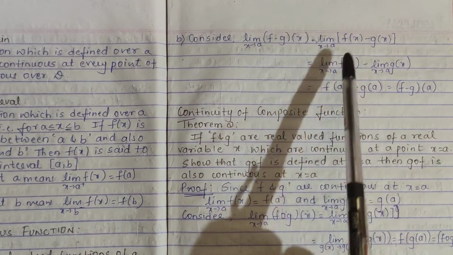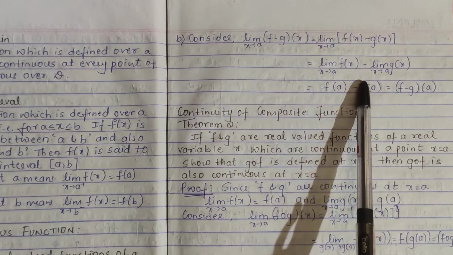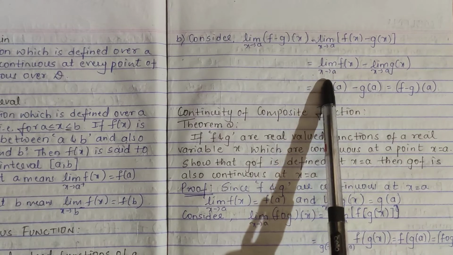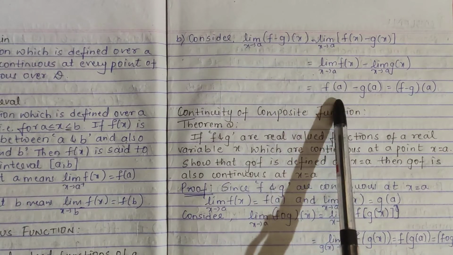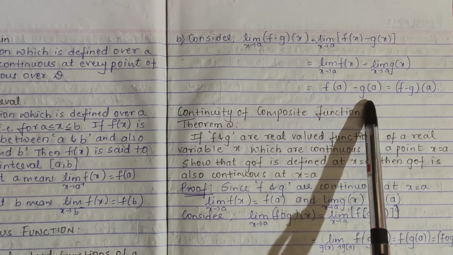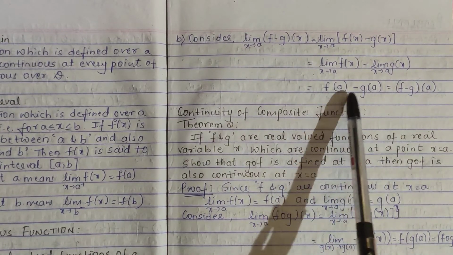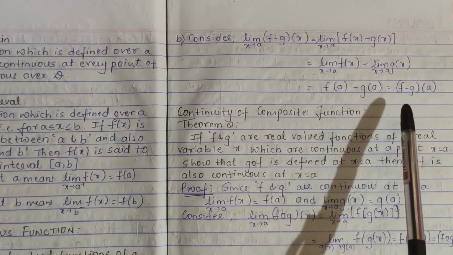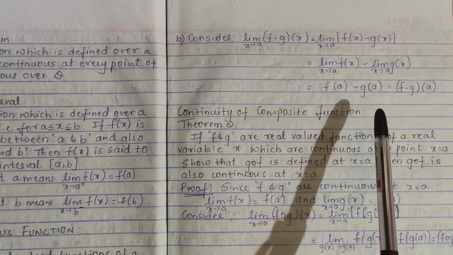Opening up the bracket, limit f of x as x tends to a minus limit g of x as x tends to a. So limit f of x as x tends to a is what? At the starting only we have written f of a, minus, as it is, limit g of x as x tends to a is what? g of a. So a is common, so we can write it f minus g of a. Same way third and fourth, you guys do it, it is there in the textbook.